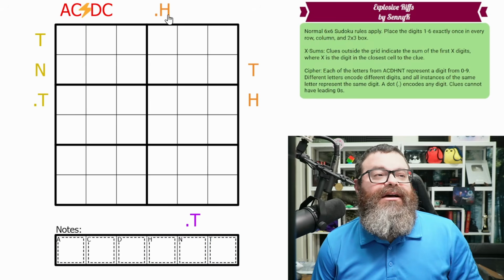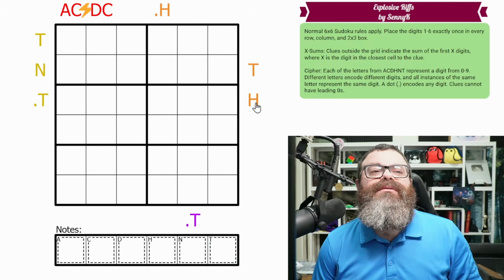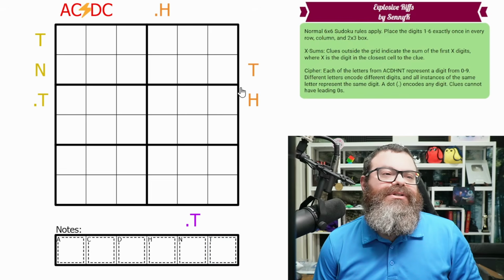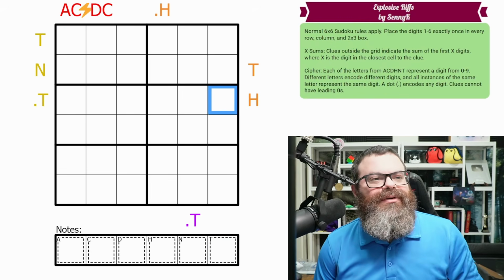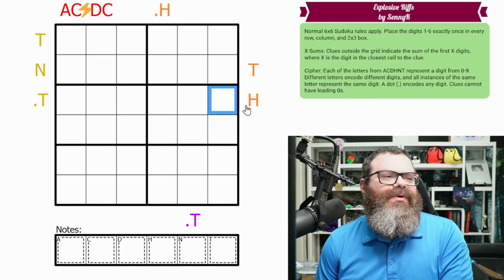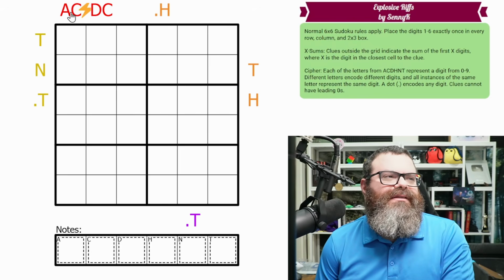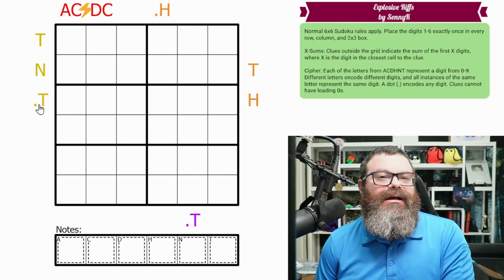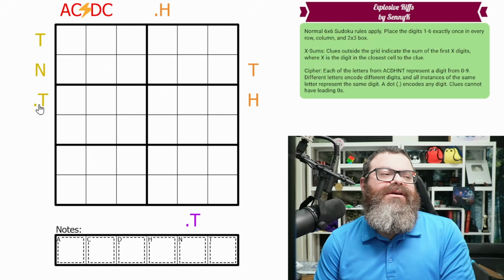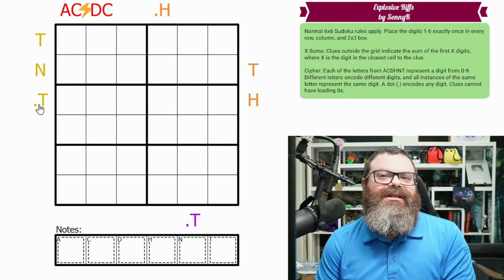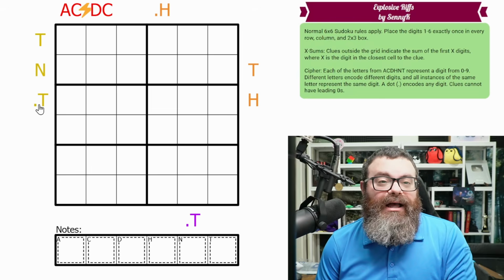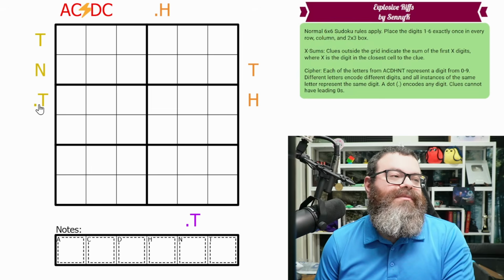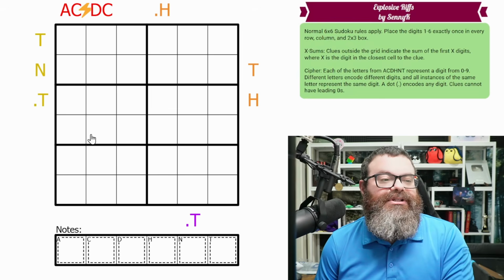All right. We also have these clues outside the grid. They are ciphered, but they are X-sum clues. And once you decipher what the letters represent, then that allows you to do X-sums. If there's multiple letters, then that means it's a 2-digit number. And the dots here tell us that we aren't given what the tens place is, but clues can't have a leading zero. So it's not going to be a single digit with the dot being zero. These are going to be double digit.